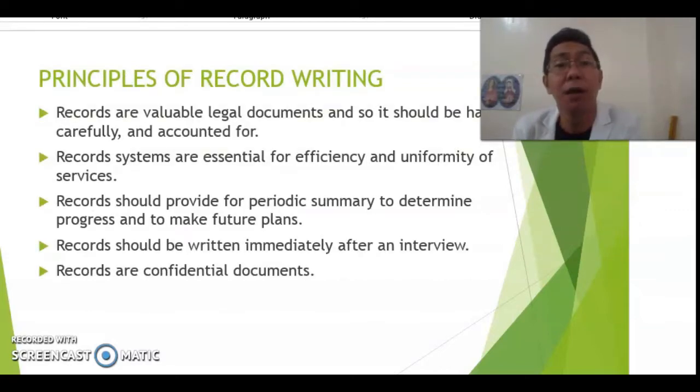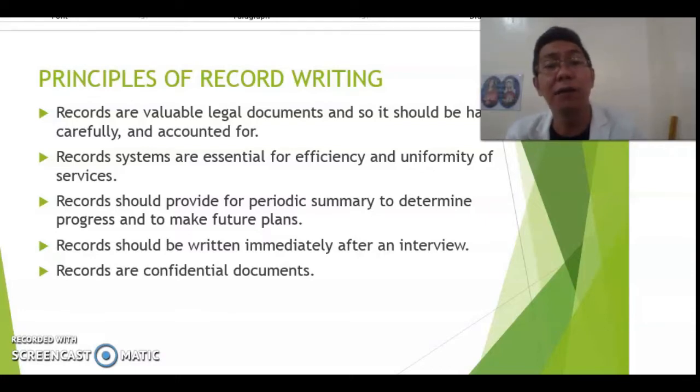Records are valuable legal documents. So we always have to consider these as legal documents, because erasures are not allowed here. Or if there will be, you cannot get rid of erasures, so make sure that you have the policy on how to erase things that have been written. That's why we have to handle these records carefully, and we are really accountable for all that we write in here.